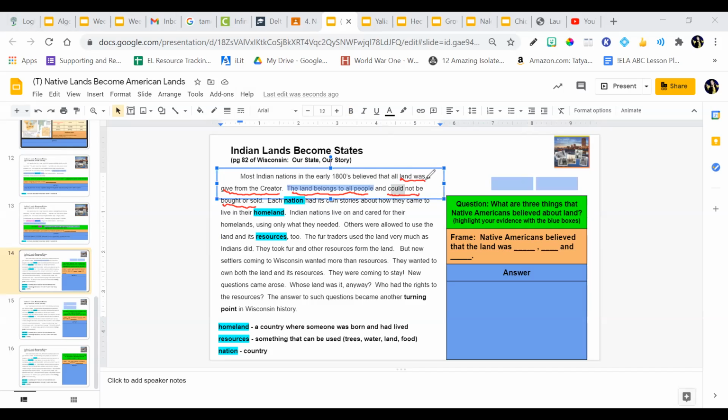Okay, any others? I might also say that they cared for their homelands. They used only what they needed. So how many do we have? We need 3, but we have 1, 2, 3, 4, 5 different ones. We have 5 different choices that we can use and highlight.